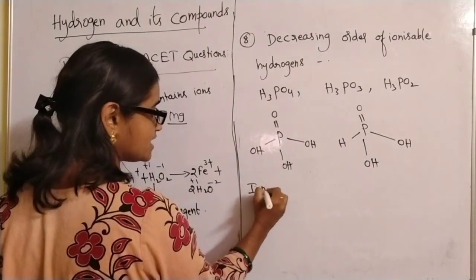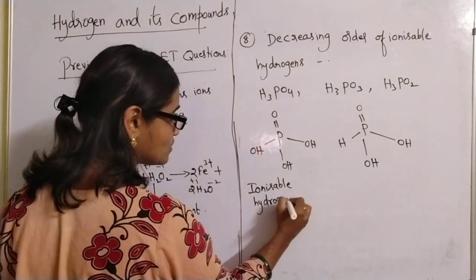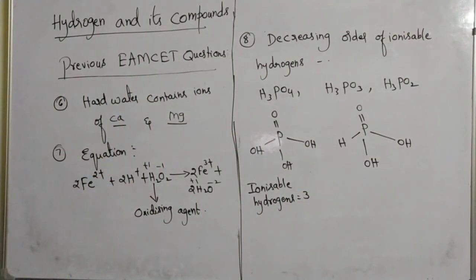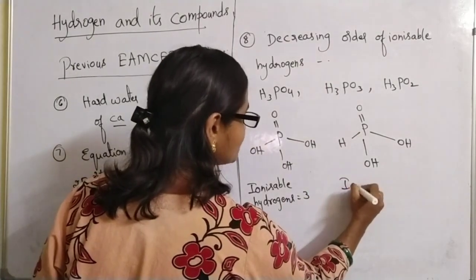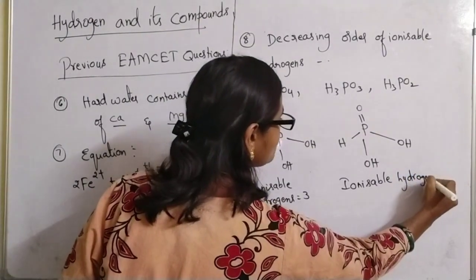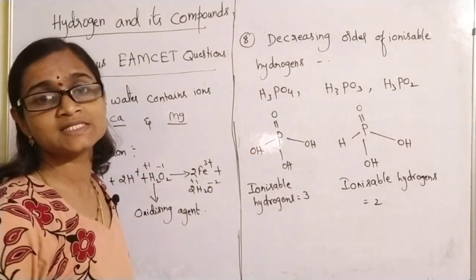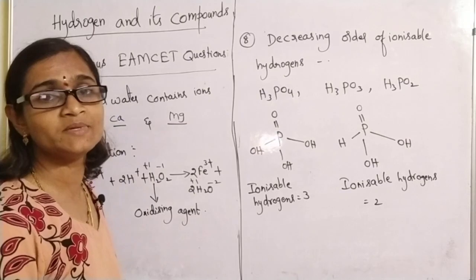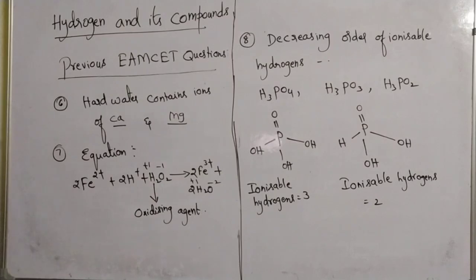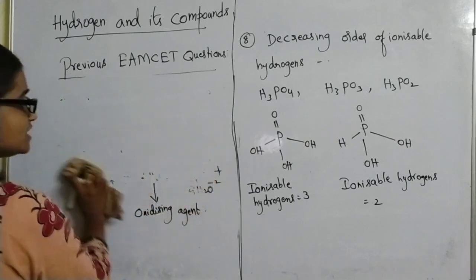So the ionizable hydrogens here in H3PO4 are 3, and in H3PO3 ionizable hydrogens are only 2. Because here one H is directly connected to the central atom, it cannot be ionizable. Please check with that. So you have to go with the structures, then only you will get an idea about ionizable hydrogens. So go for the third structure.